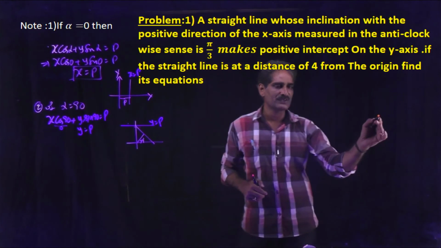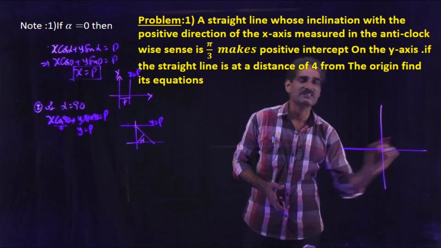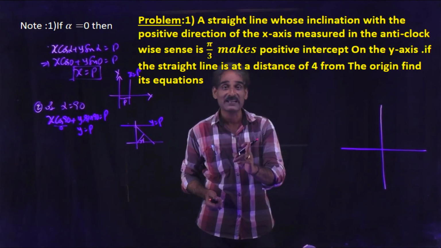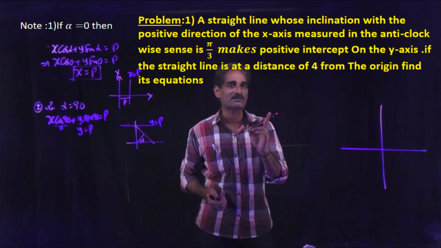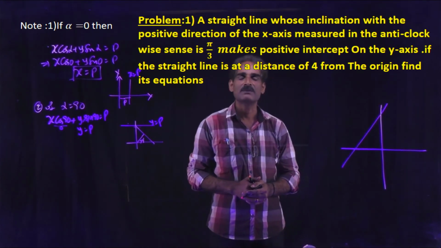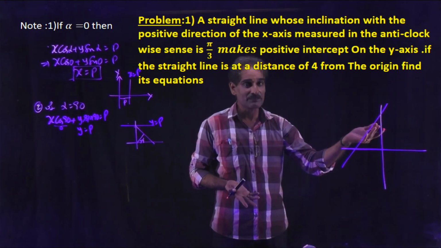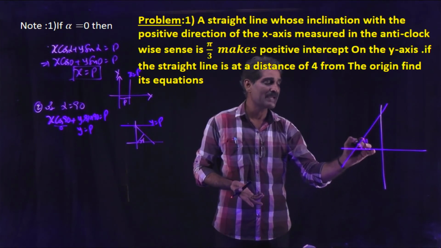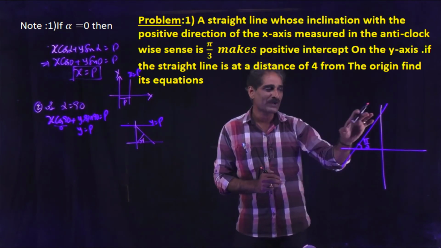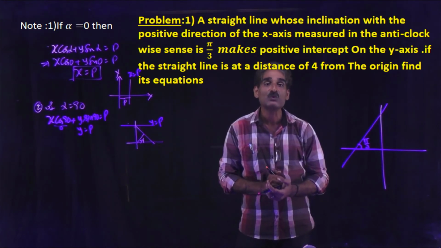Let us draw the figure. This is the y-axis, this is the x-axis. Here the inclination of the line is 60 degrees, pi by 3, and it has positive y-intercept. So you should take it in the second quadrant only. Understand? Here this is intersecting the positive side of the y-axis, that means it has positive y-intercept, and 60 degrees, pi by 3. We have to find out this line.